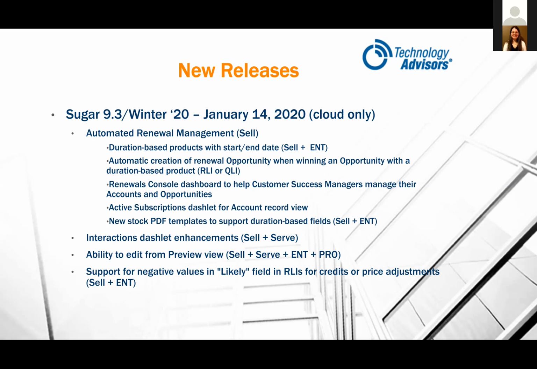So part of this obviously is just making sure you have the capability to manage those products. So adding some new fields to the product catalog to allow you to track duration-based products and what the standard duration for them is. Then the automated piece of this is that when you close an opportunity that's got one of these duration-based products, Sugar Sell will automatically create a renewal opportunity to sell that product again when that initial duration expires. So you don't have to manually create those opportunities anymore. It will create them for you automatically.